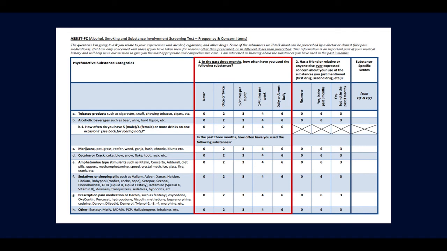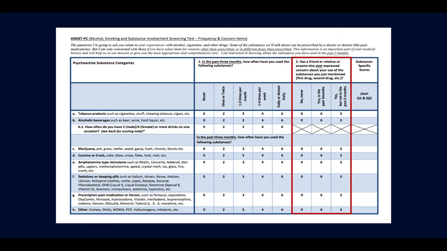For each substance endorsed in question 1, immediately ask question 2 for that substance. Then move on to the next substance. If the response is never to all of the substances in question 1, end the interview. Question 2 asks whether anyone has ever expressed concern about the patient's use of the substance and how recently that occurred. Concern can come from anyone: a partner, parents, children, friends, an employer, a colleague, or a doctor.